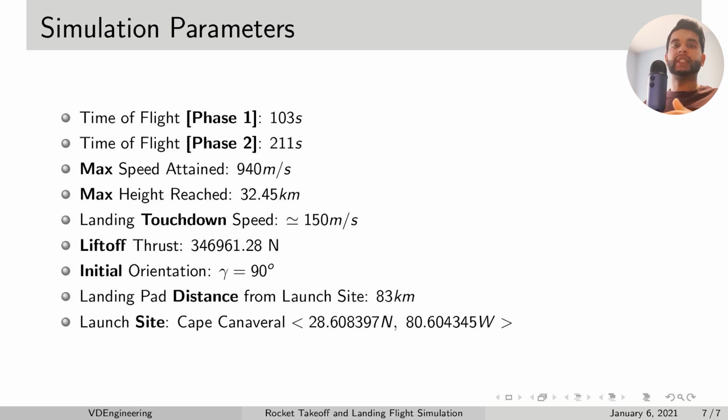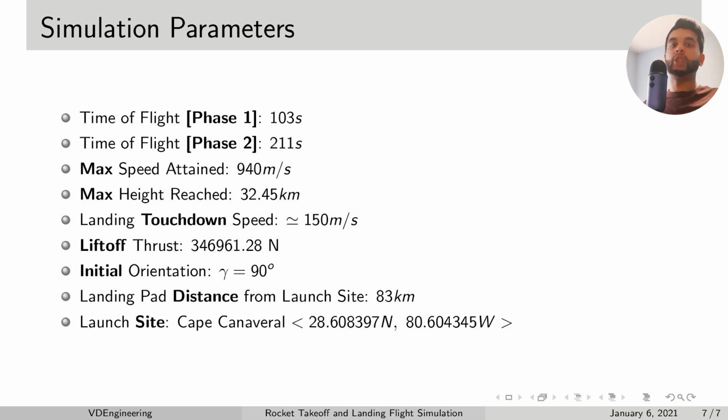So for our simulation, you will have these results or something similar to that. Takeoff is about 100 seconds, and landing takes about 200 seconds from the boostback burn to landing. You almost reach the speed of sound for your max speed. It goes to about 32 kilometers, which is not too bad. The touchdown speed is about 150 meters per second.